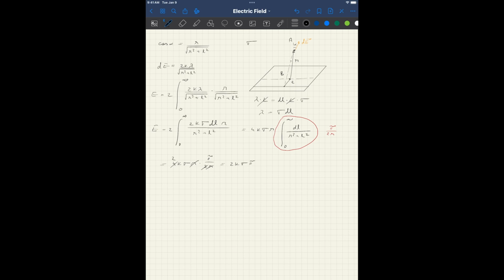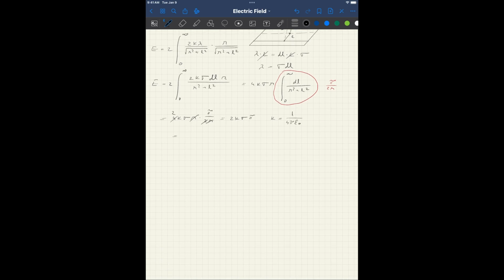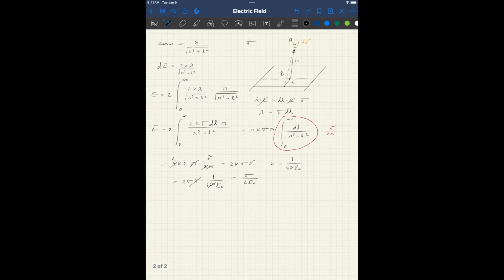And we'll write k as 1 over 4 pi epsilon 0, and we'll get rid of the pi. So this is going to be equal to 2 sigma pi times 1 over 4 pi epsilon 0. And what we'll have left is sigma over 2 epsilon 0. So just look how beautiful and how simple the result is.